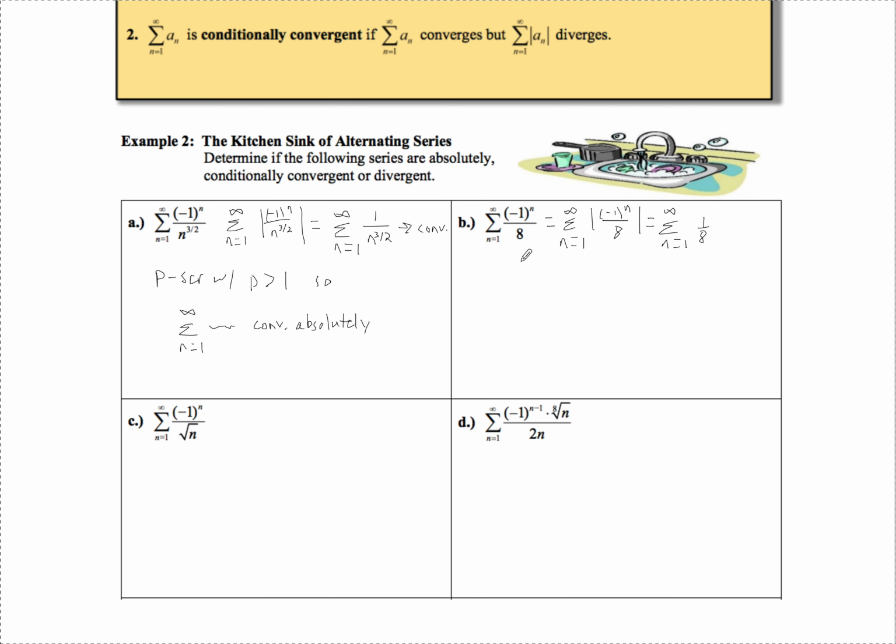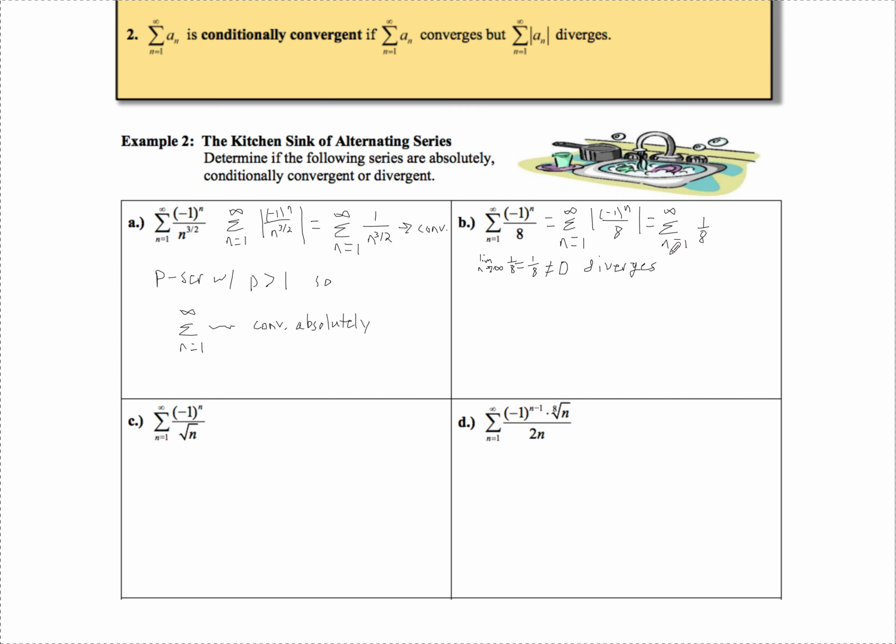We could also use the nth term test if you want to. You can say the limit as n goes to infinity of 1/8. Well, what happens as n goes to infinity? There is no n, so this just stays at 1/8, and 1/8 is not 0. Remember, the nth term test says take the limit as n goes to infinity of the inside part. If it's not 0, then the thing diverges. Okay. So I just found out that the absolute value series diverges.